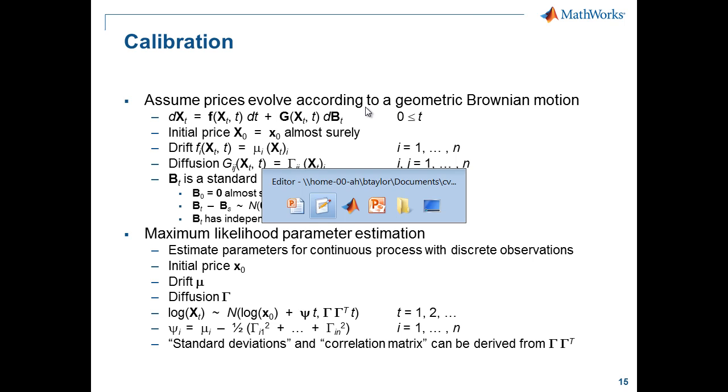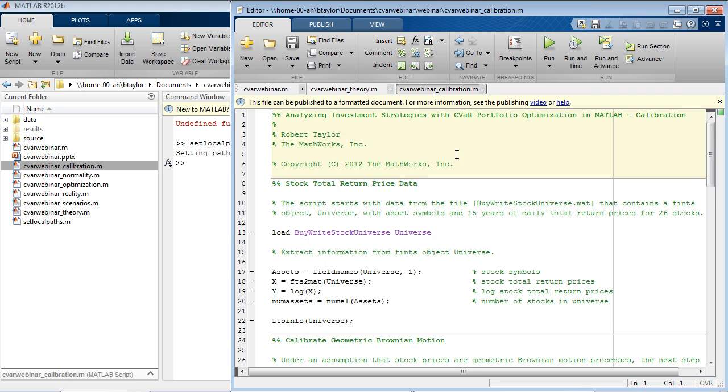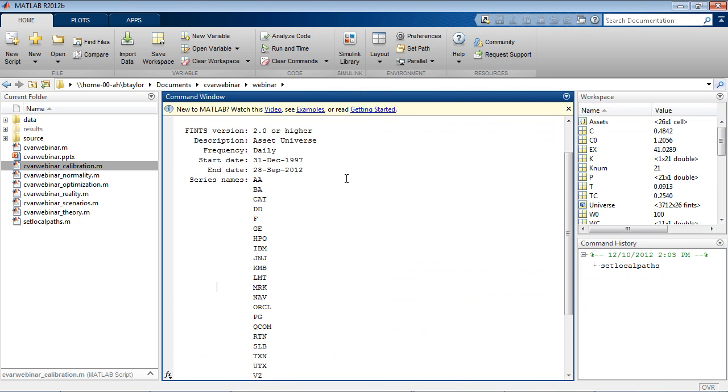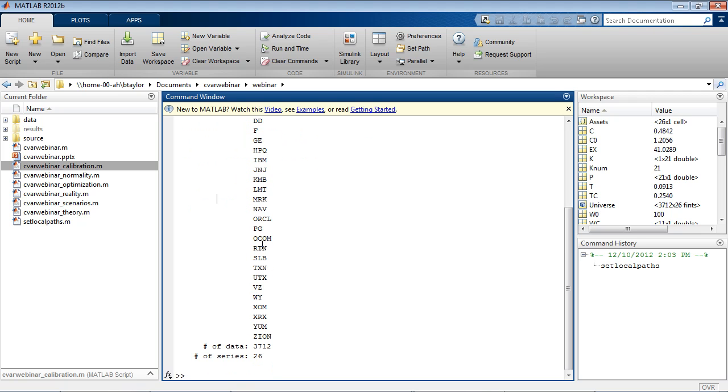So if we go back to the code, the calibration step, there's a script that does that. It loads in the stock price data, and in this case, it's stored in a financial time series object. We have 15 years of data, and these are the series that are in there.